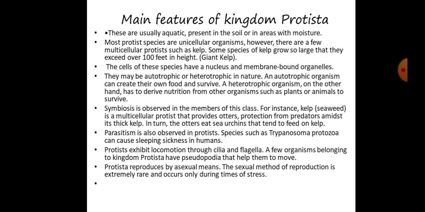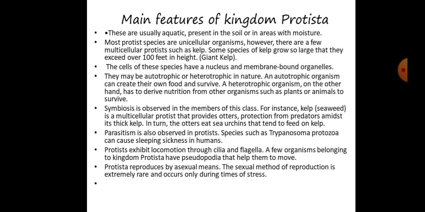However, there are a few multicellular Protista such as kelp. Some species of kelp grow so large that they exceed over 100 feet in height, meaning giant kelp. The cells of these species have a nucleus and membrane bound organelles. Do you remember these two important things you cannot see in kingdom Monera? They may be autotrophic or heterotrophic in nature.